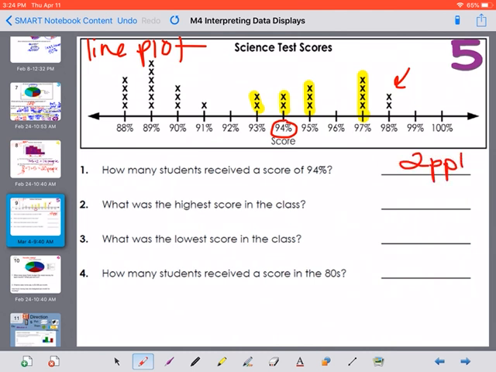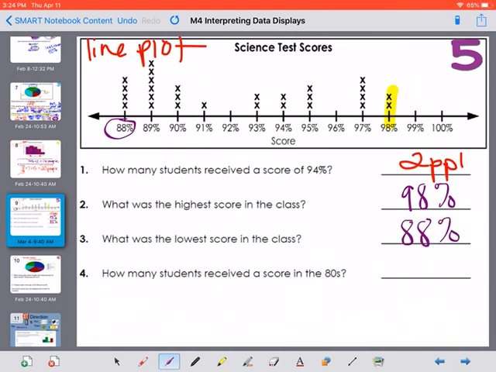I'm going to shorten it. What was the highest score in the class? The highest percentage was up here on the right side, 98%, and 2 people got that score. But they want to know what was the highest score. It was 98%. What was the lowest score? Lowest score was 88%. Nobody failed the test.